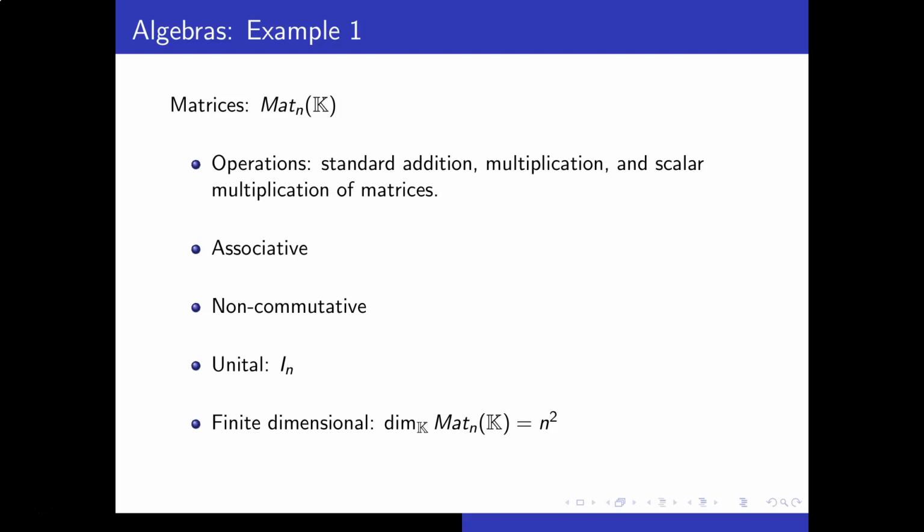Speaking of which, it is unital. It has an identity, namely the n by n identity matrix. And it's nice and finite dimensional. It's got a basis E sub ij, where E sub ij is that matrix unit with a 1 in the ij position and zeros elsewhere. There are n squared of those, so it's a nice finite dimensional algebra.